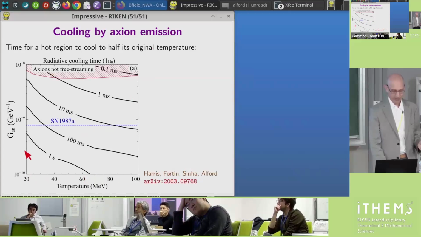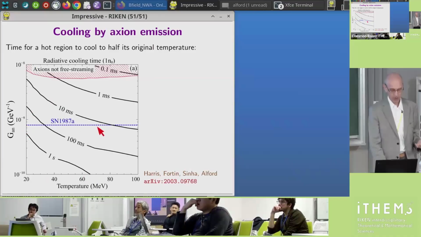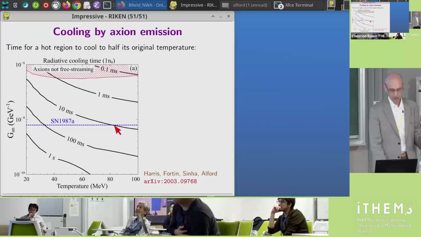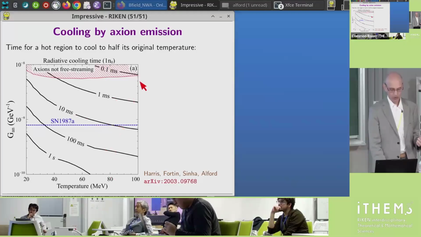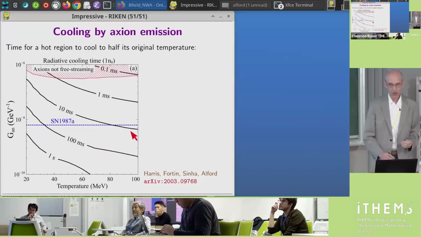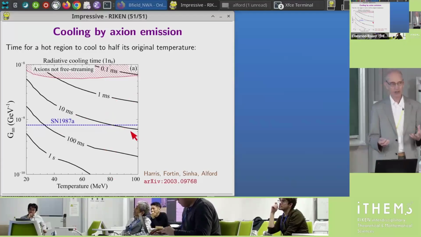Here's the coupling of his axion-like particle. Now, supernova 1987A puts a limit, so people think that the coupling has to be below this blue dashed line here. But even if you include that constraint, you find that at the highest temperatures here, a hot region would emit enough neutrinos to cool to half its original temperature in about 10 milliseconds, if the coupling was at the highest level you're allowed.